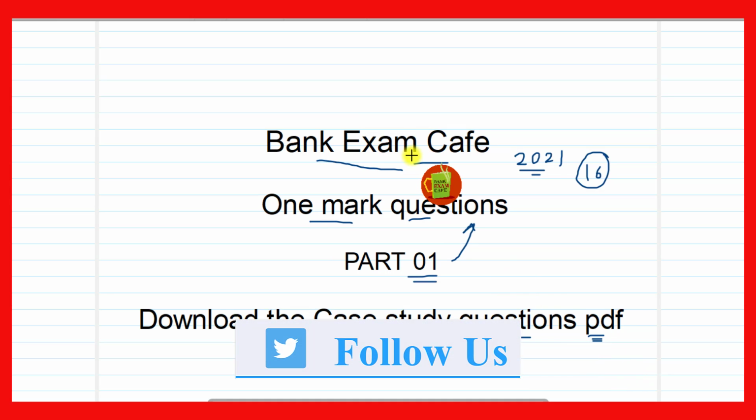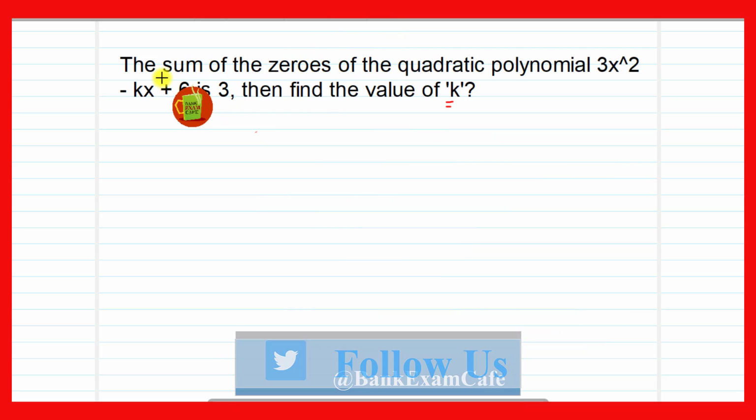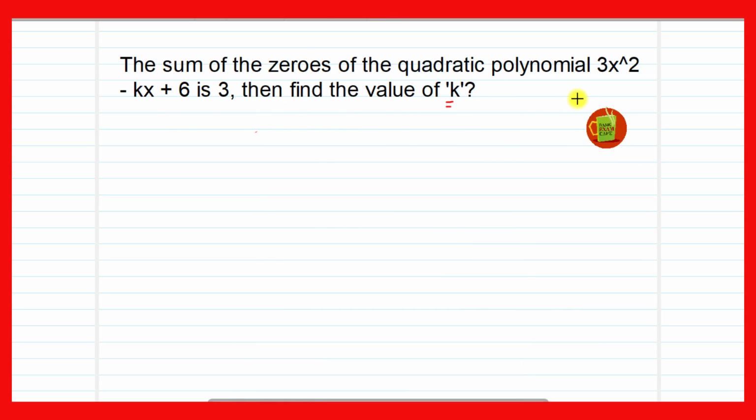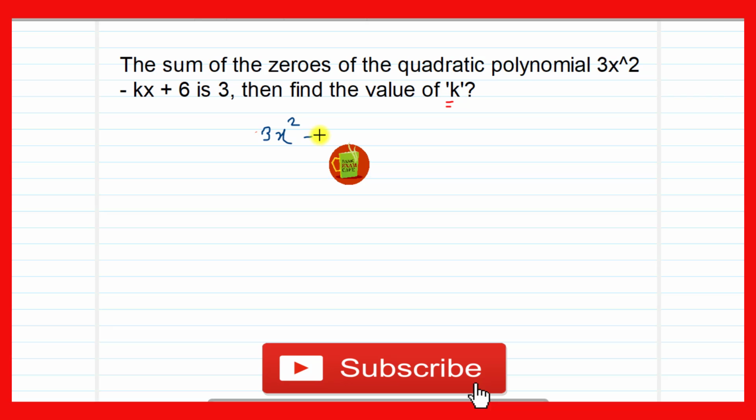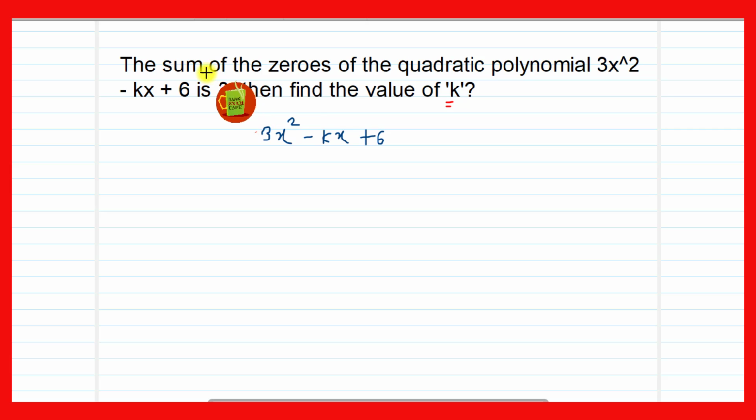And here is the first question of today's episode, a 1 mark question. The question is that the sum of the zeros of the quadratic polynomial 3x square minus kx plus 6 is 3. Then find the value of k. Friends, the given quadratic polynomial is 3x square minus kx plus 6, and it is said that the sum of the zeros is 3, that is alpha plus beta is equal to 3.